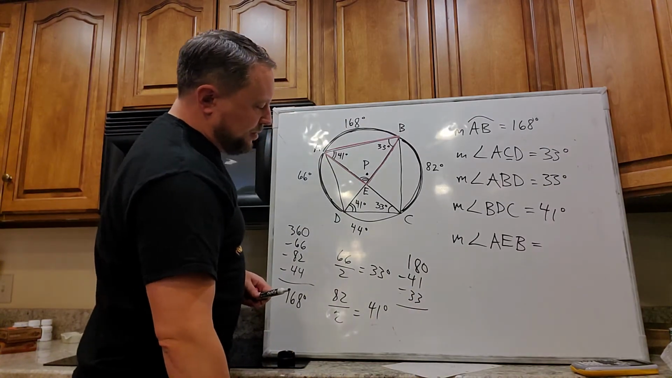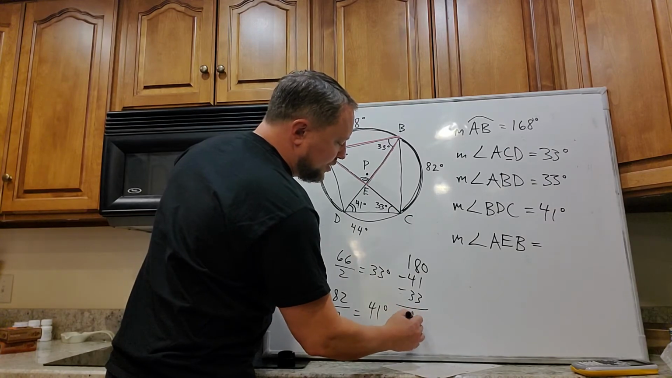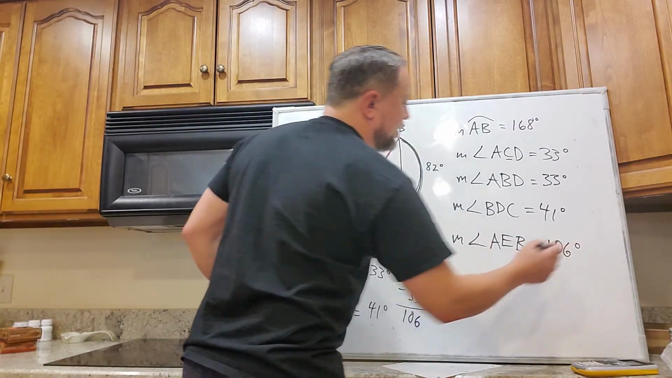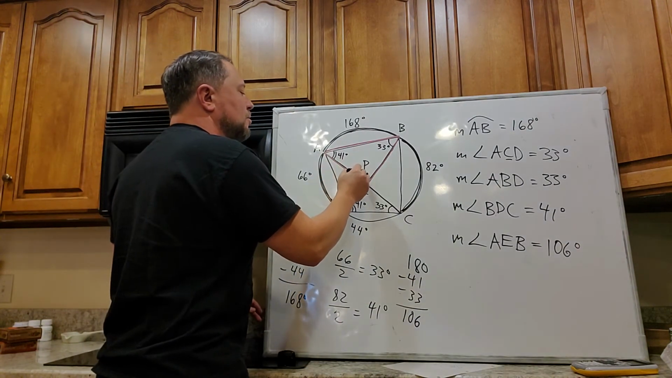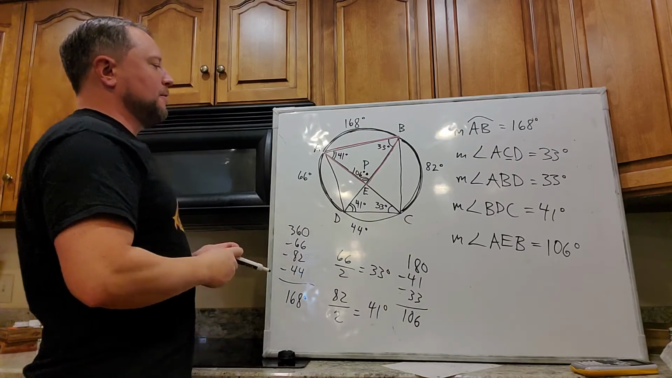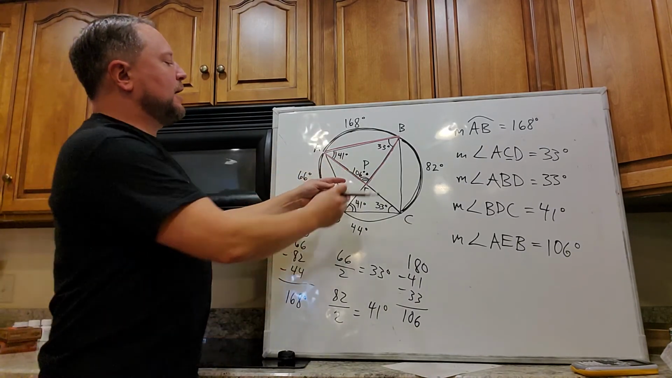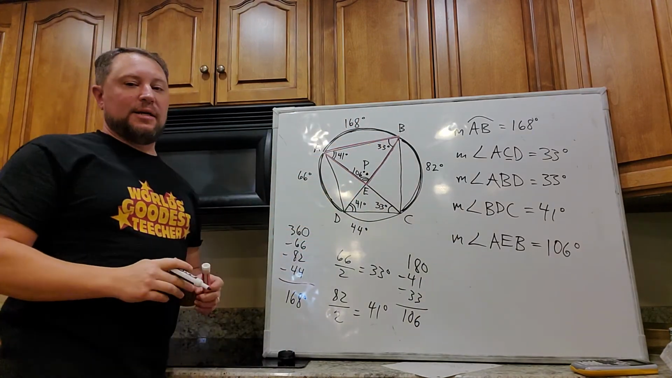What is that? 74 off of 180 would leave you with 106. So that angle right there should be 106 degrees. For right there, 106. Okay, so not related at all to that arc up here, is it? Although I will say this.